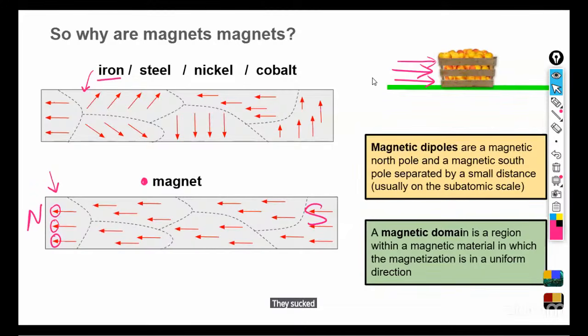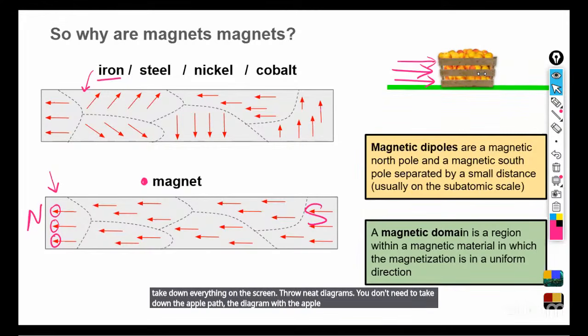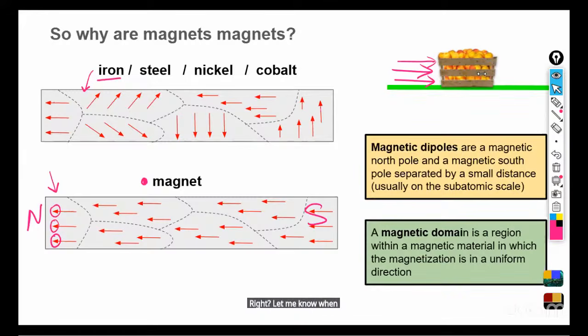Take down everything on the screen. Draw neat diagrams. You don't need to take down the apple part, the diagram with the apple case, right? Let me know when you're finished. I hope that was a good enough explanation.